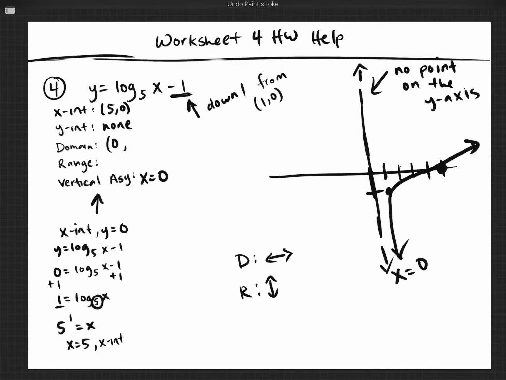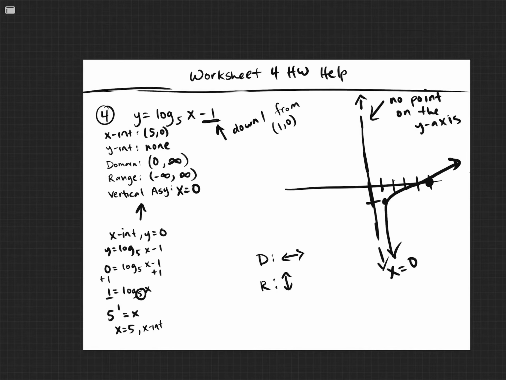We're going to be doing our domain and range. Again, domain goes left to right, range bottom to top. So we look at how far to the left it goes. The farthest to the left it reaches is 0, with a parenthesis because it hits that asymptote. It then goes to the right forever, to positive infinity.